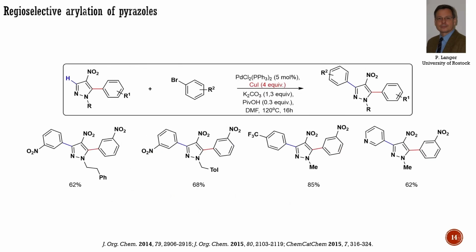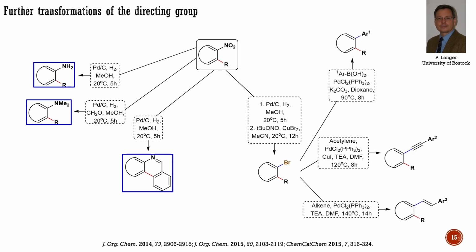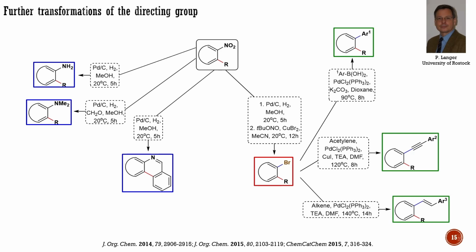In the case of pyrazoles, further optimization showed that position 3 can be arylated in the presence of an excess of copper iodide. Based on this finding, it was possible to prepare 3,5-diarylated pyrazoles, each possessing 2 different aryl groups. The potential of the nitro group as a useful directing group was demonstrated through several model transformations. For instance, the reduction of the nitro group under different conditions led to the formation of anilines, dimethylated anilines, and derivatives of phenanthridine. Additionally, the nitro group was transformed into a bromide, enabling the introduction of aryl, alkenyl, and alkynyl groups using Suzuki, Sonogashira, and Heck cross-coupling reactions, respectively.